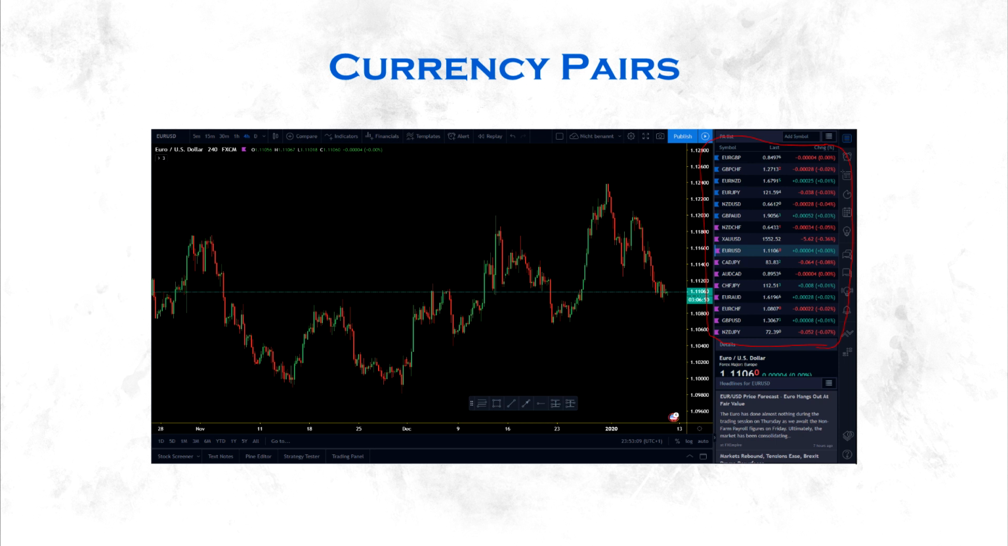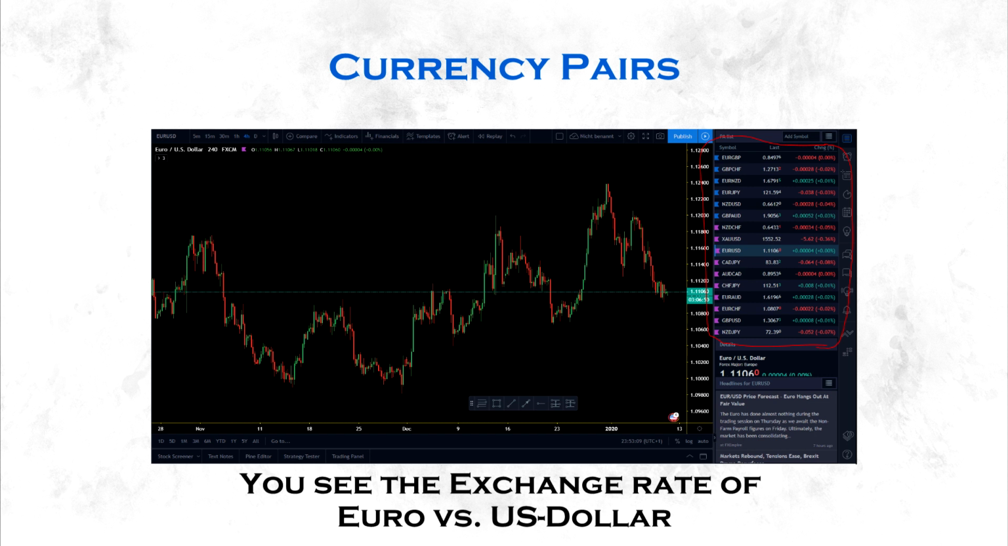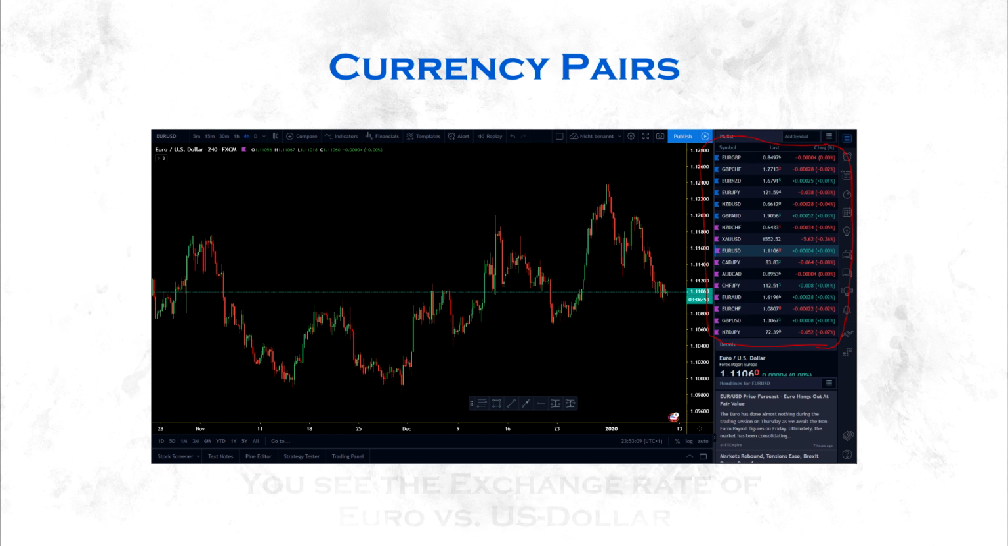Next thing is currency pairs. We have a couple of different currency pairs, as you can see on the right side of the screen. Each currency pair got its own chart for what price is doing. The chart that you see shows us the exchange rate of the euro versus the US dollar. And how it works is, for instance, 1 euro equals 1.11060 US dollars at the time where I took this screenshot. And that's how the exchange rate works.